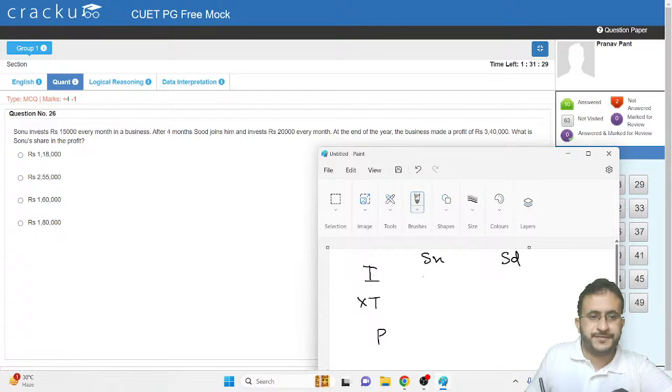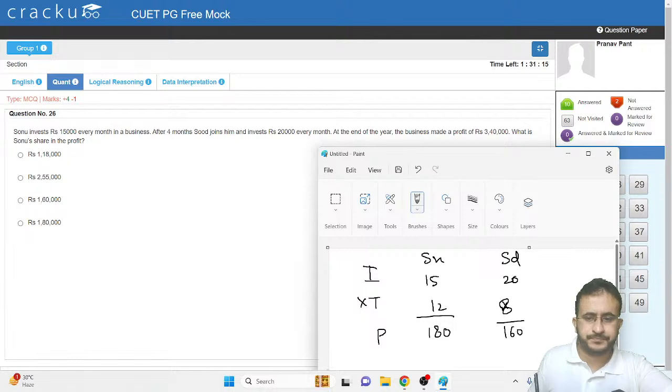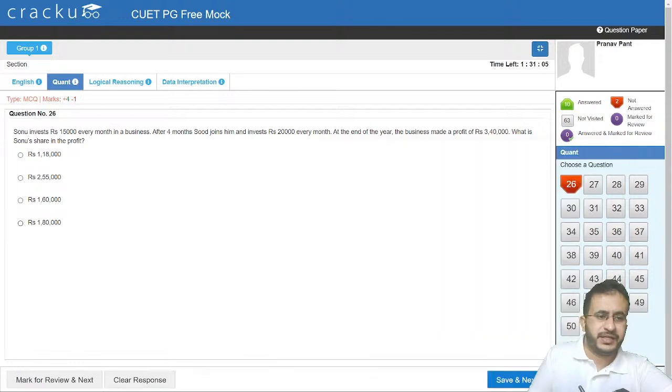Okay, Sonu invests 15 and time is 12, and Sood invests 20 and he joins for only 8 months because he started after 4 months. So this is 180 and 160. Okay, so we get ratio 9 to 8, or you can say 18 to 16. Okay, what is Sonu's share? Sonu's share will be 18, so 1,80,000.